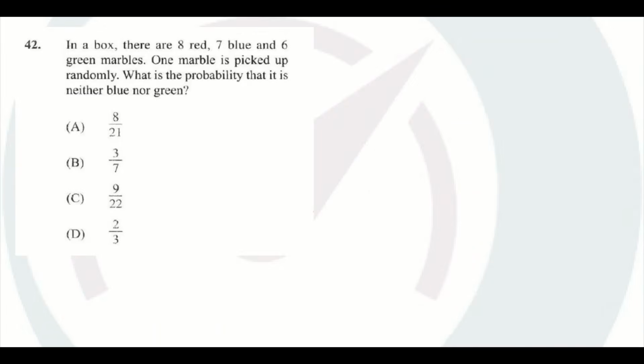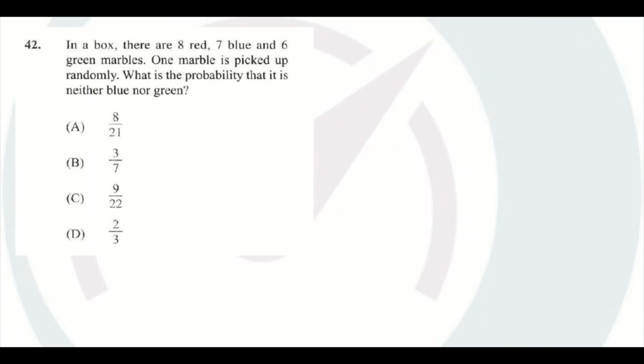Alright, next question. Question 42. In a box, there are 8 red, 7 blue, and 6 green marbles. Did I say markers? Marbles. One marble is picked at random. What's the probability that it is neither blue nor green?